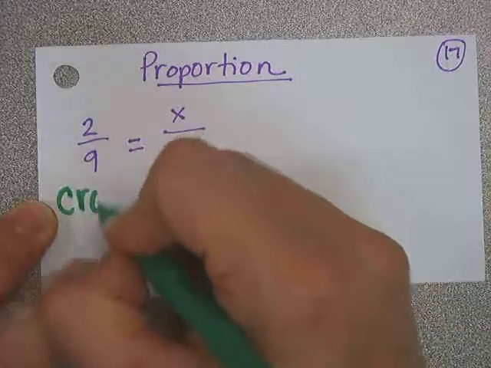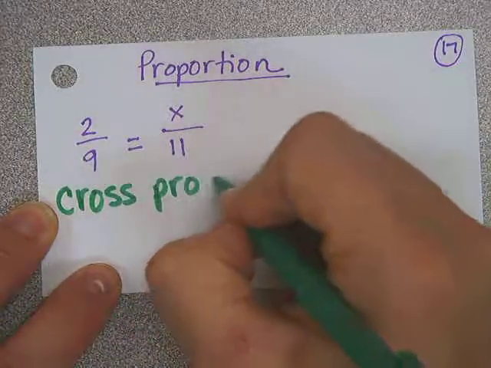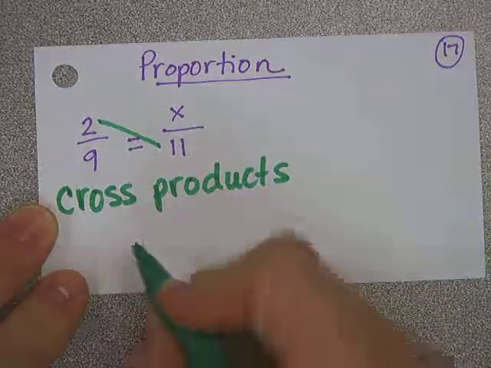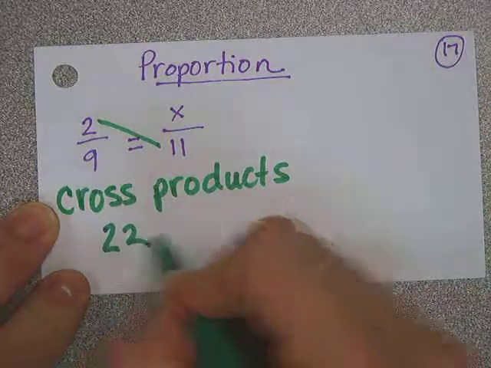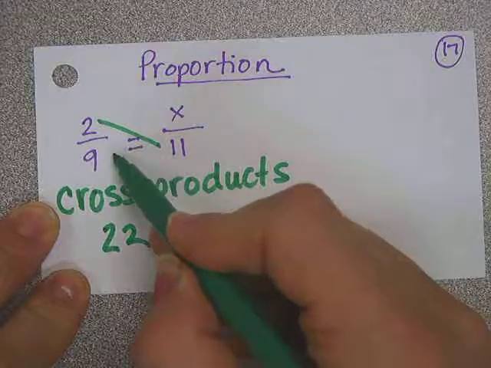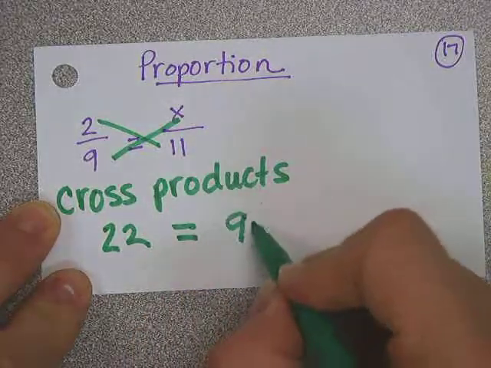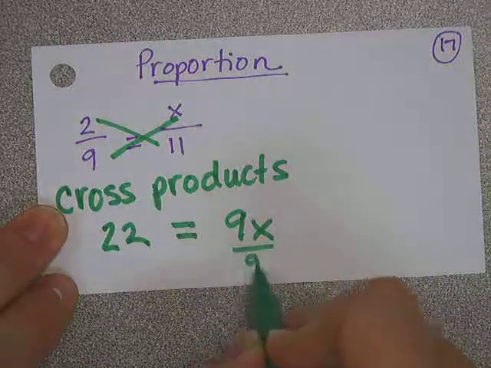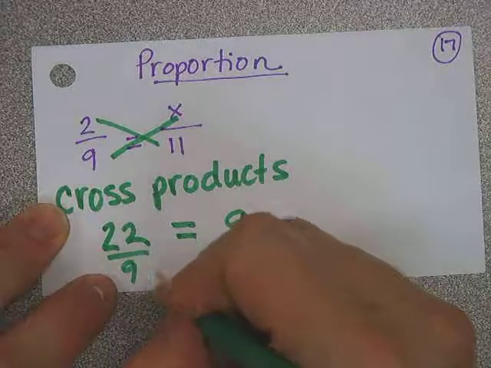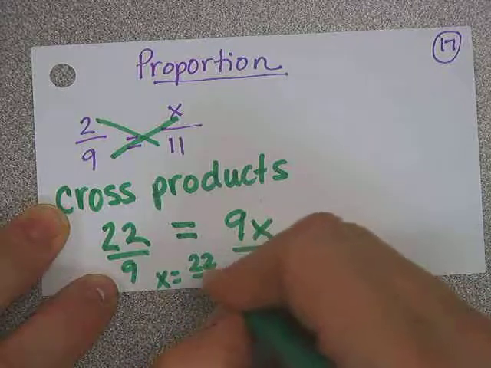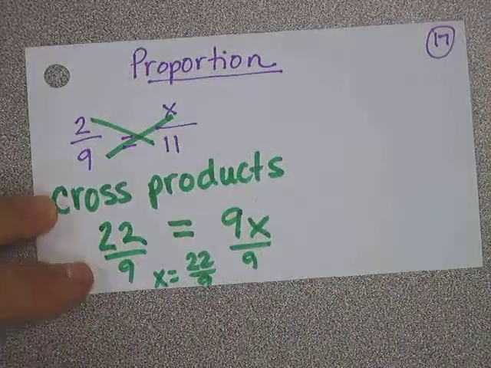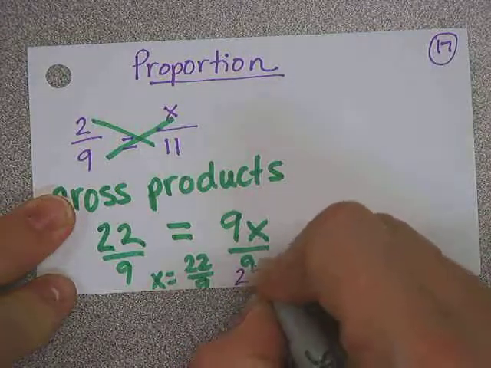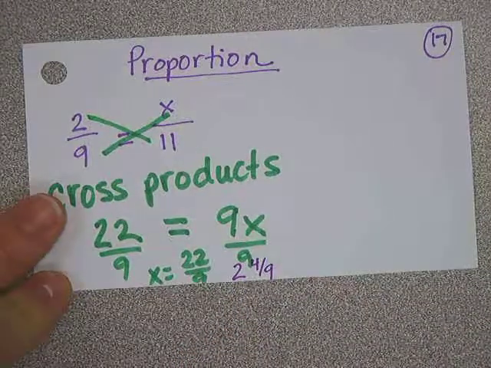Well, we solve proportions by doing cross products. That means that this product, 2 times 11, has to be equal to this product, which is 9x. And then we solve. So we divide both sides by 9. So x comes out to be 22/9, or we can change that to a mixed number, which is 2 4/9.